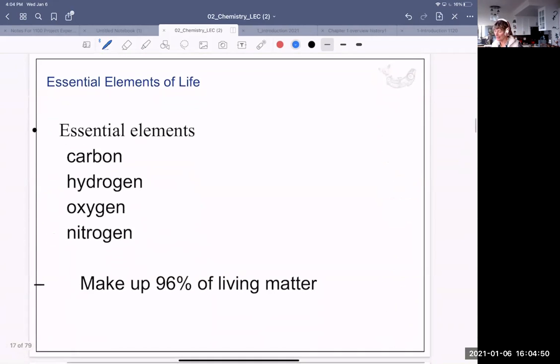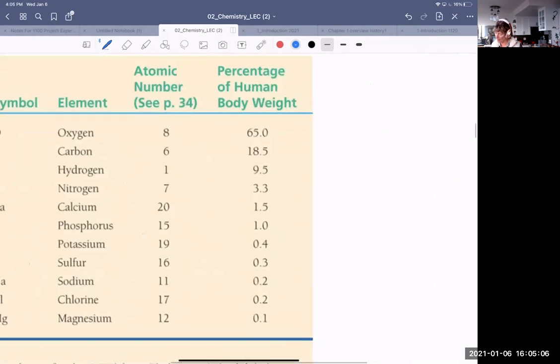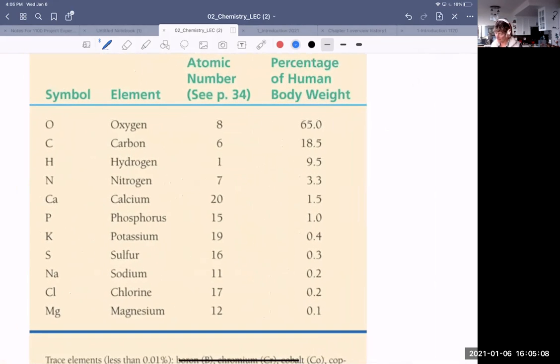So essential elements of life are such elements as carbon, hydrogen, oxygen, and nitrogen. They make up about 96% of living matter. And there are a few others that make up about 4%: calcium, phosphorus, potassium, sulfur, sodium, chlorine, magnesium.